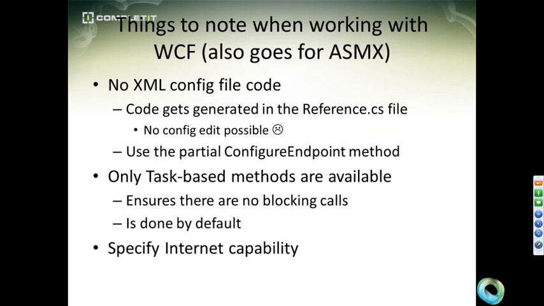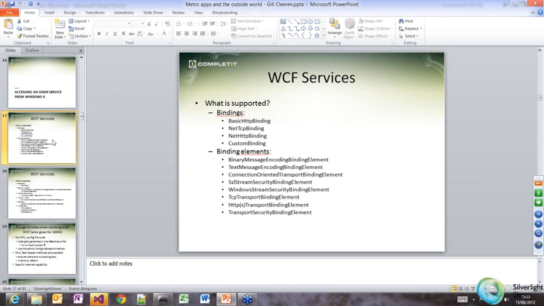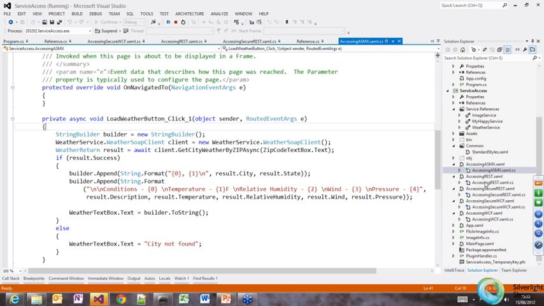All the configuration code for services is going to be inside of a partial method inside of the proxy, which is called ConfigureEndpoint. If you have to do some changing of the configuration, you can do that through this ConfigureEndpoint method. Finally, also don't forget to specify the internet capability for the Windows 8 application. If you have time, we'll do that at the end as well, taking a look at the capabilities that we need to set. Okay, so let's take a look at accessing a WCF service from a Windows 8 application.